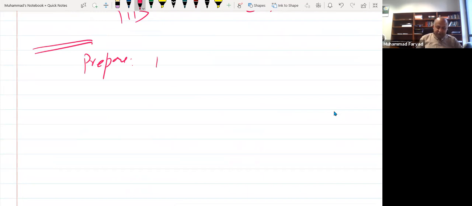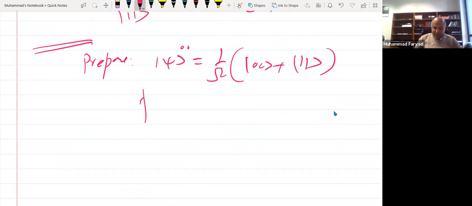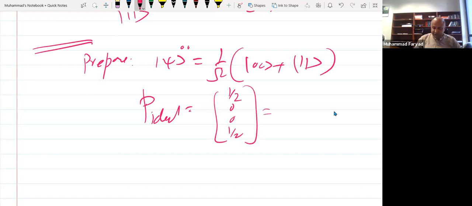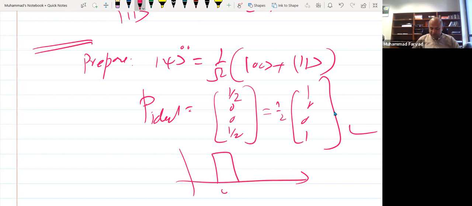this entangled state at the output, suppose I prepare the state 1 over square root 2 of 0, 0 plus 1, 1, which means my ideal probability distribution should be half, 0, 0, half, right? Which is equal to half, 1, 0, 0, 1. So this is what I should get. If I do a measurement, my histogram should be 0, 0 with probability half, 0, 1 nothing, 1, 0 nothing, and then 1, 1 with probability half. But I don't get this. I actually get this part and this part a little bit as well, and they are also less than half.